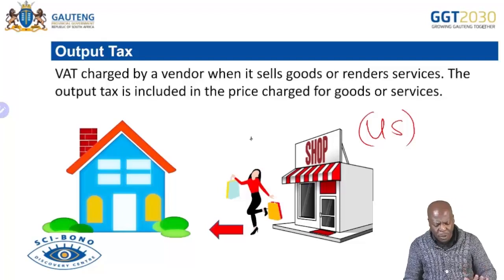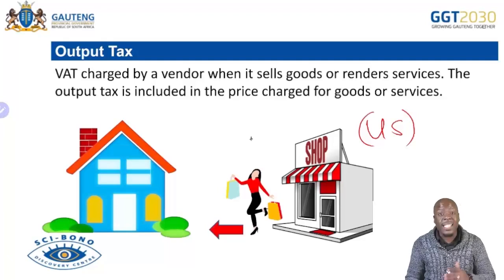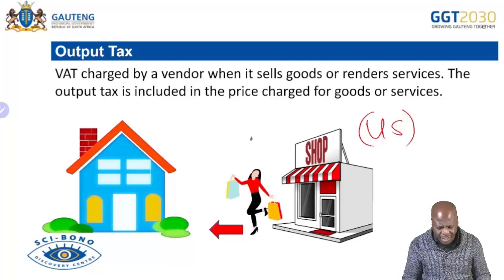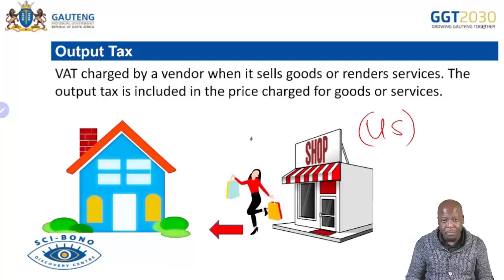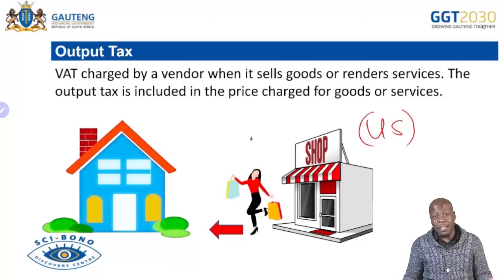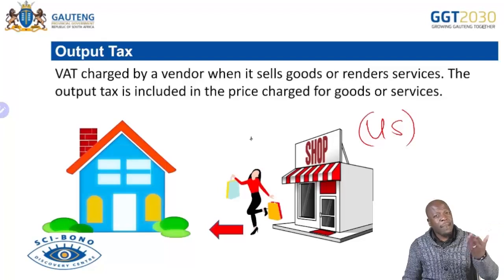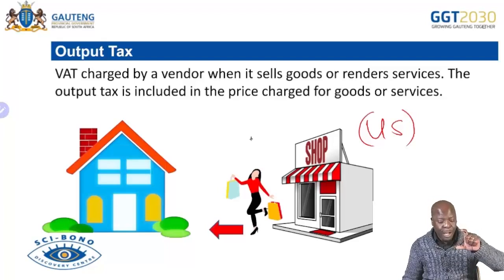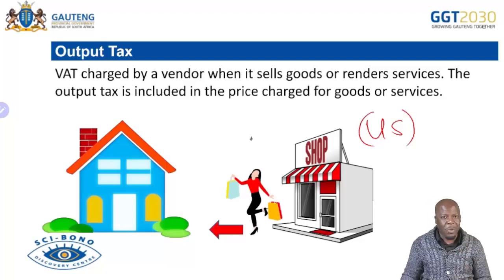So output tax is VAT charged by a vendor when it sells goods or when it renders a service. The output tax is included in the price charged for goods or services. Remember, we have the goods now in our business. We need to sell them. The moment we're selling the goods, our customers are bringing money. But in the price that they are paying for the goods and the services, we have already included VAT. And that VAT is what we call output VAT.